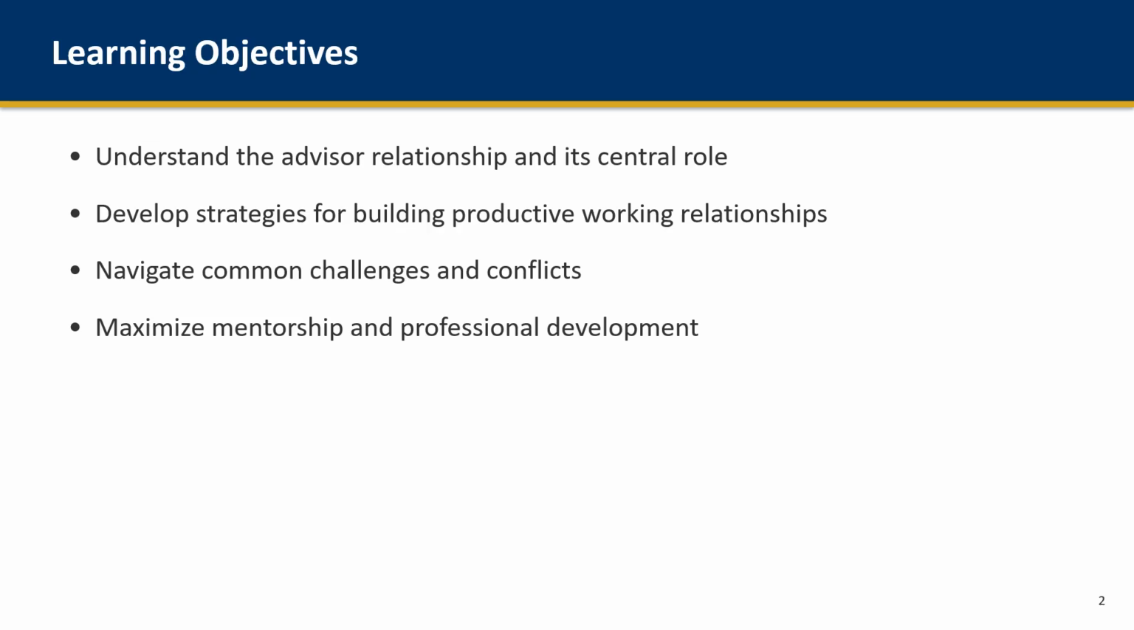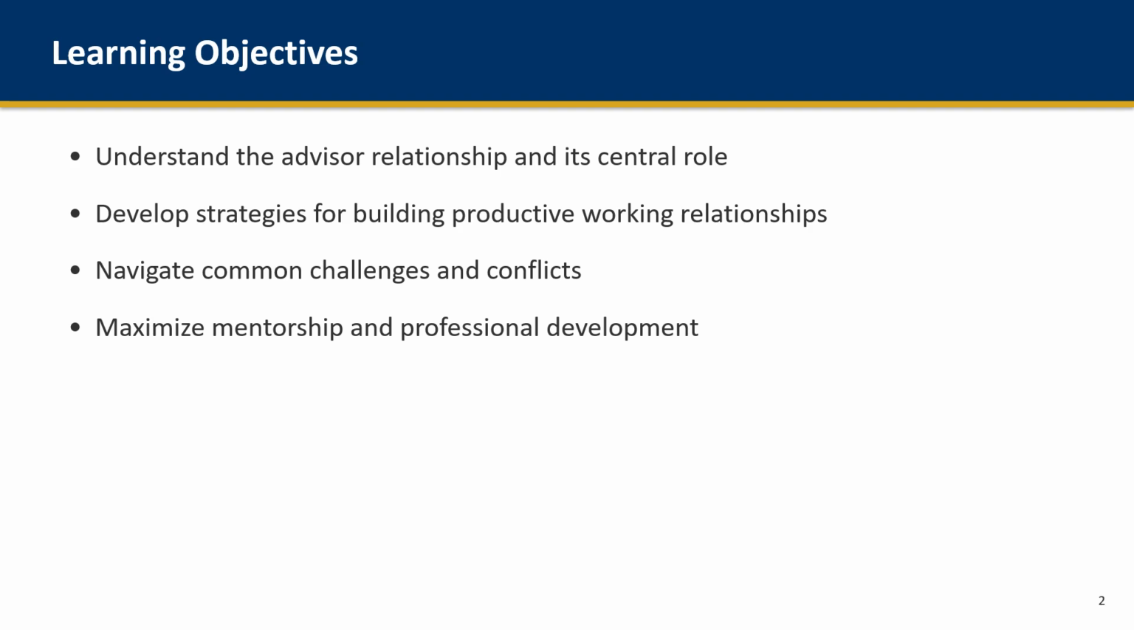By the end of this session, you will be equipped to manage your advisor relationship across 4 key dimensions. First, you will understand the advisor-student relationship in its full complexity, including the multiple roles advisors play and why this relationship matters so much for your success. Second, you will develop concrete strategies for building productive working relationships with advisors, including communication practices, meeting management, and expectation alignment. Third, you will learn to navigate common challenges and conflicts that arise in advisor relationships, preparing you to handle difficulties before they become crises. Finally, you will understand how to maximize the mentorship and professional development your advisor can provide, ensuring you extract full value from this pivotal relationship.